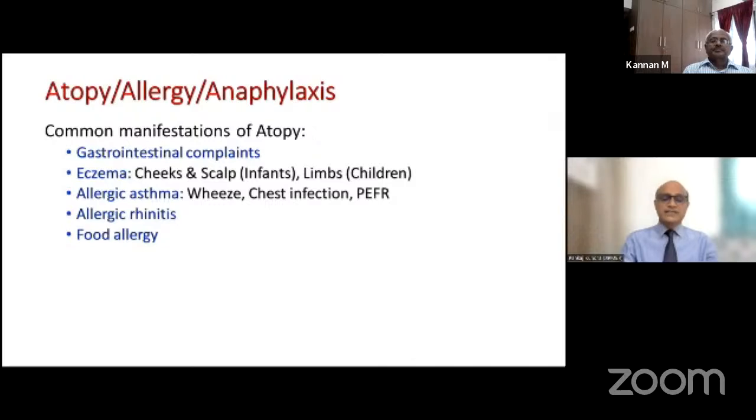Allergic asthma will generally present as wheeze, chest infection, and you would have to do a peak expiratory flow rate in these children. Allergic rhinitis, if the patient is having it, and if you are able to prove that, then they would always have an accompanying hyperreactive airway. Similarly, food allergy is often missed, and we do not take a detailed history about food.